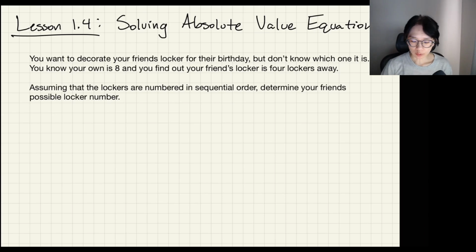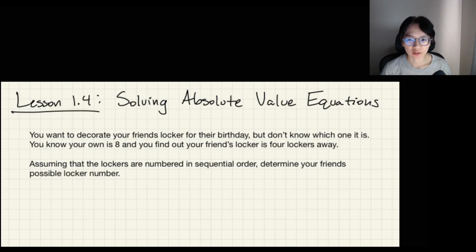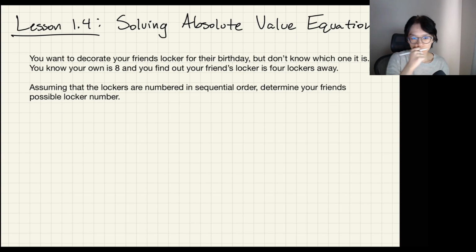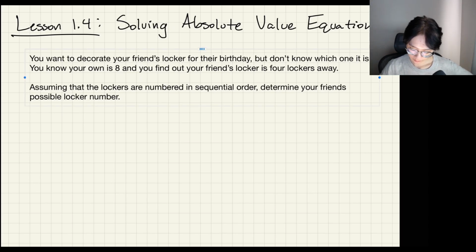All right, 1.4, solving absolute value equations. So let's say we have this scenario. You want to decorate your friend's locker for their birthday, but don't know which one it is. You know your own is 8, and you find out your friend's locker is 4 lockers away, assuming that the lockers are numbered in sequential order, so like 1, 2, 3, 4, 5, 6, etc. Determine your friend's possible locker number.